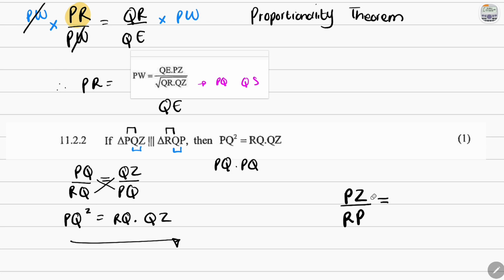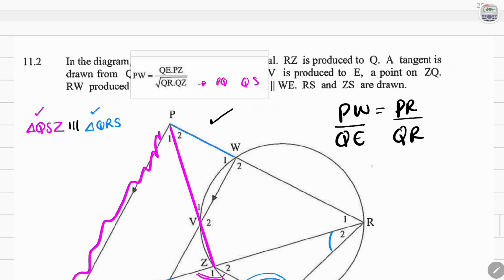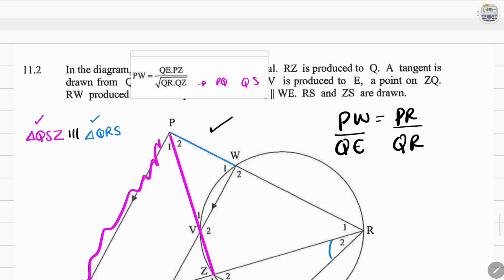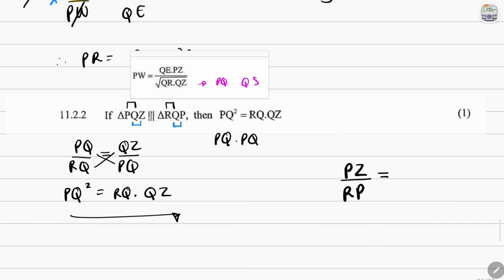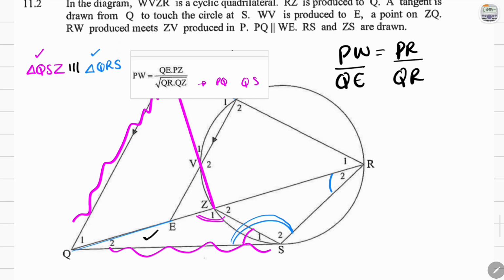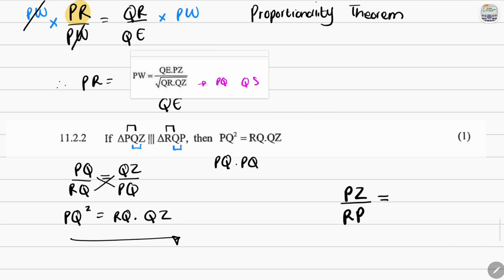Okay, so what could we pair this with? I would want to pair it with things that somehow relate to this, because I can see how they got the PW over QE. Okay, that part, the PW and the QE. But now with the PZ, let's try to pair it with something that has QR in it. So immediately in this triangle, what I'm going to try to do is find that QR I was talking about. So let's see, where would QR be here?